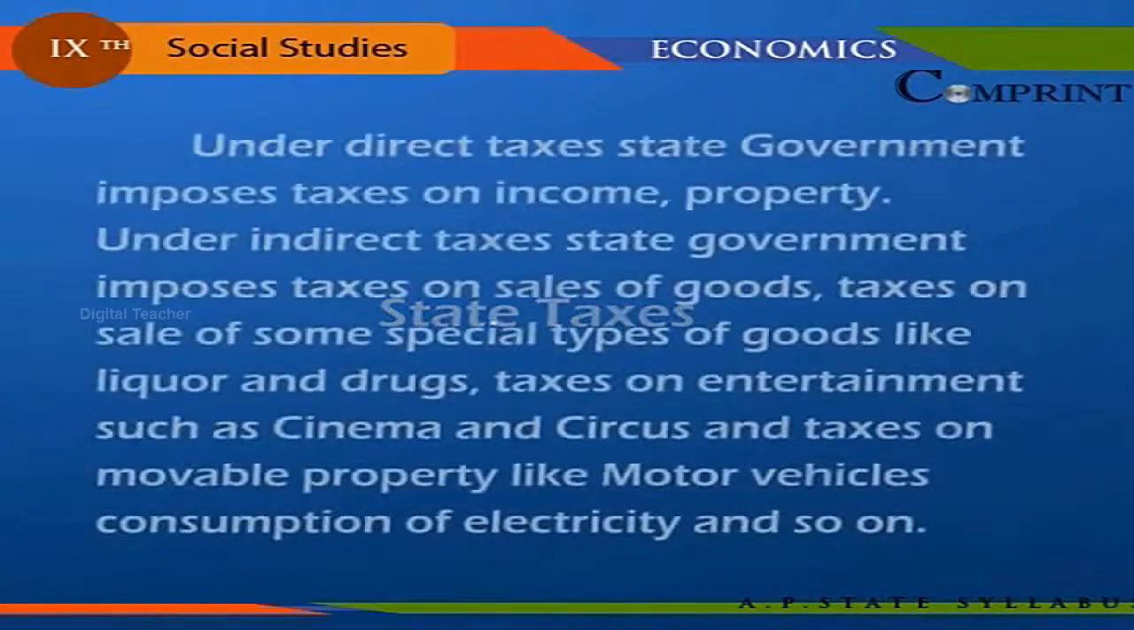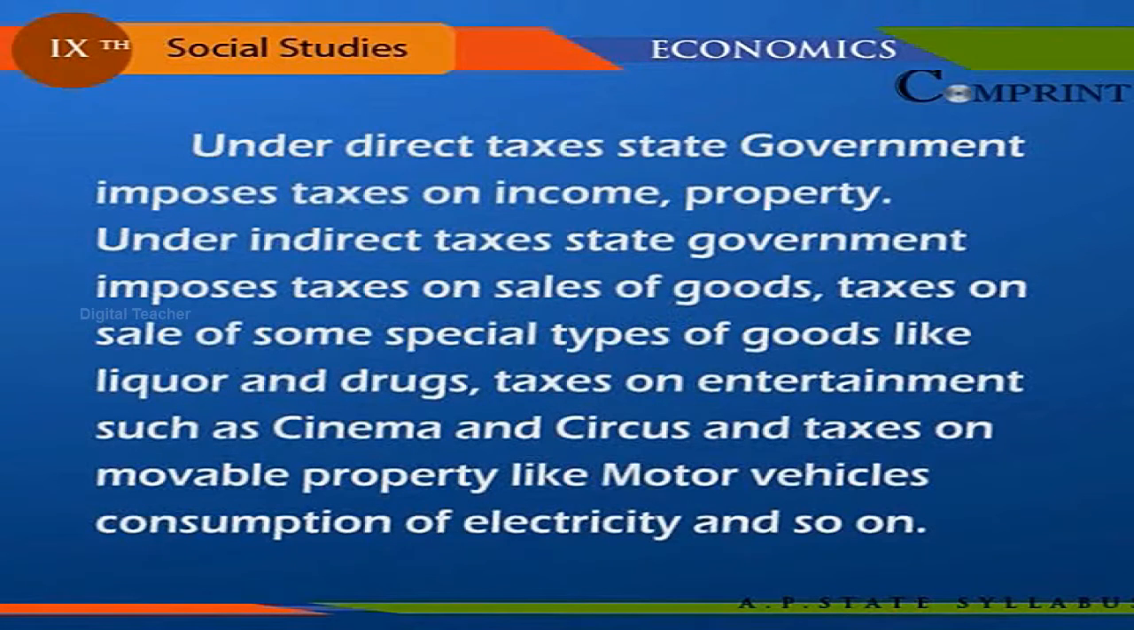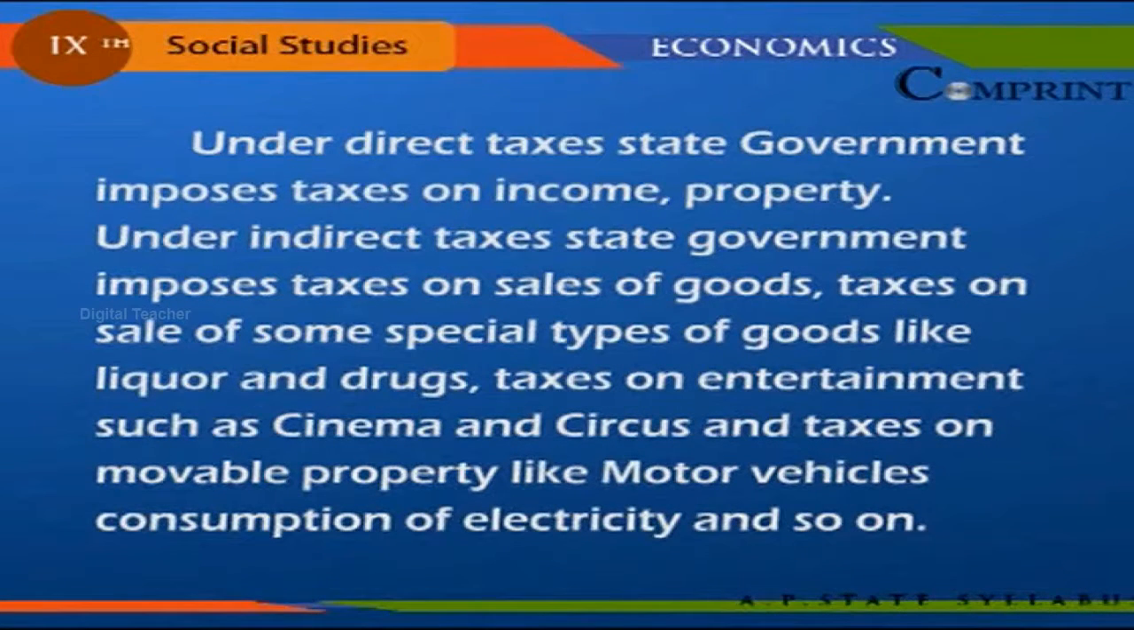State taxes. Under direct taxes, the state government imposes taxes on income and property. Under indirect taxes, the state government imposes taxes on sales of goods, taxes on sale of some special types of goods like liquor and drugs, taxes on entertainment such as cinema and circus, and taxes on movable property like motor vehicles, consumption of electricity, surcharge, and so on.